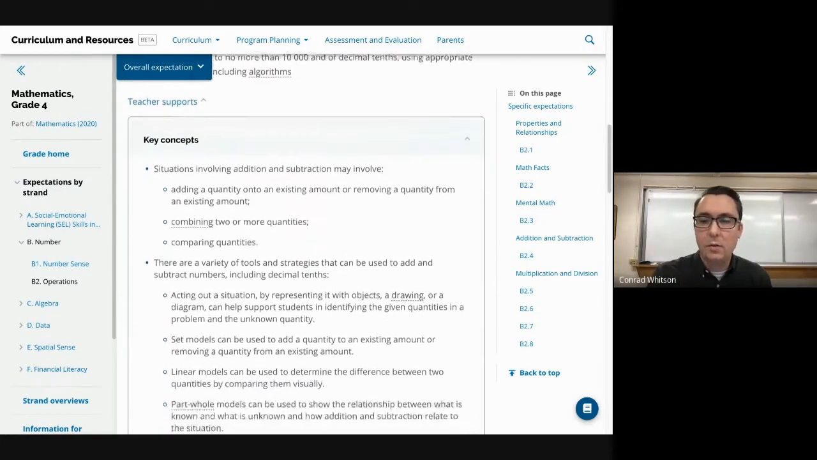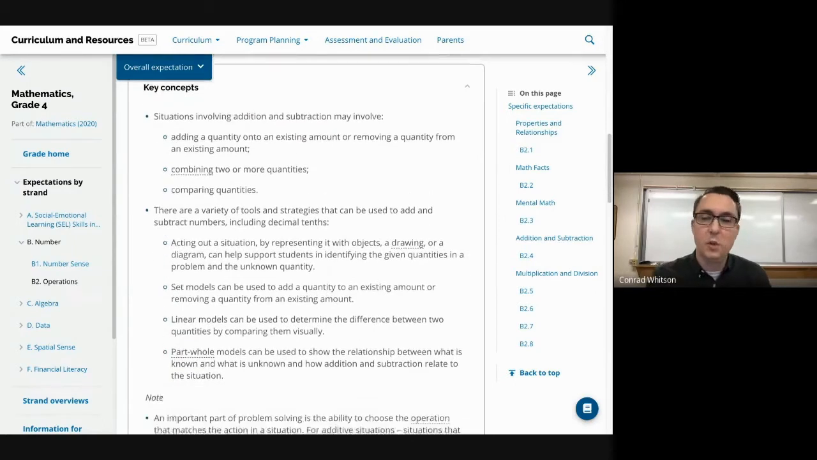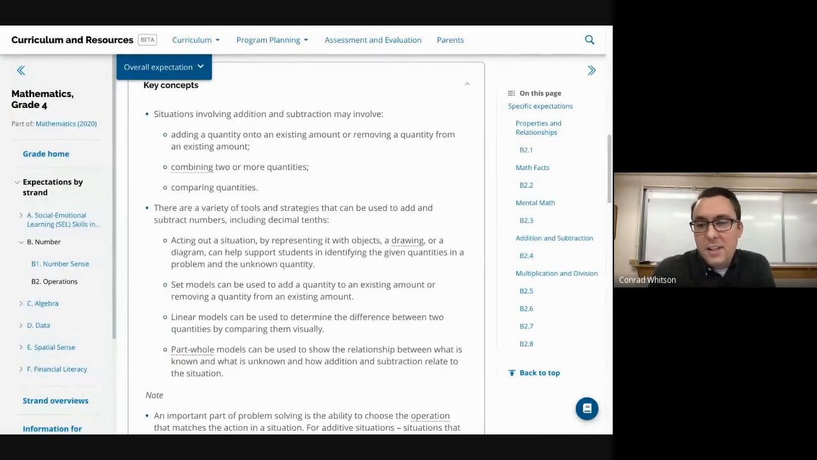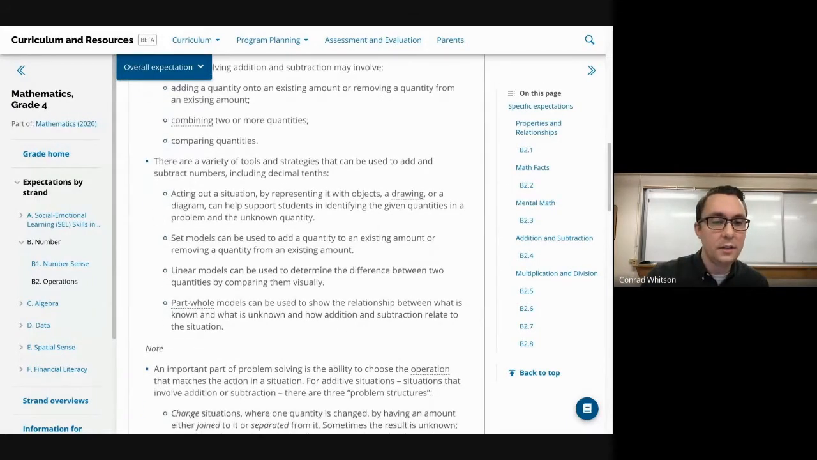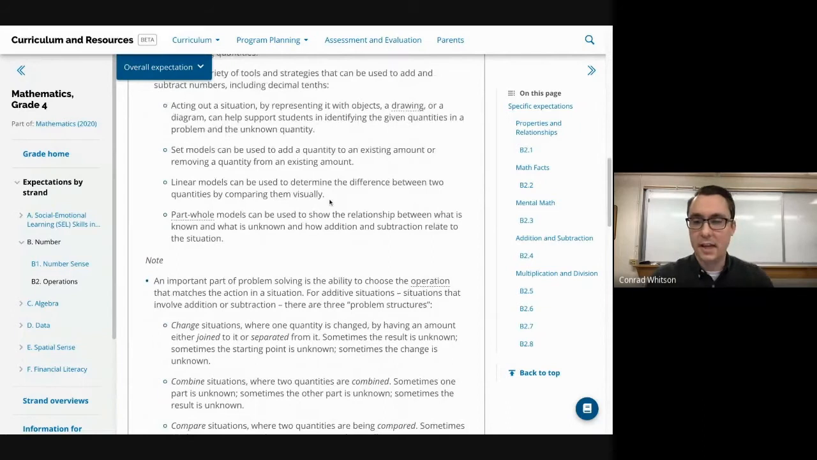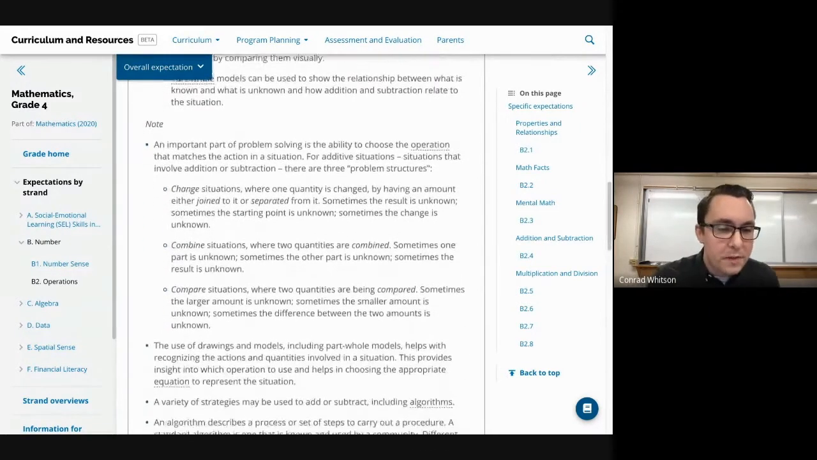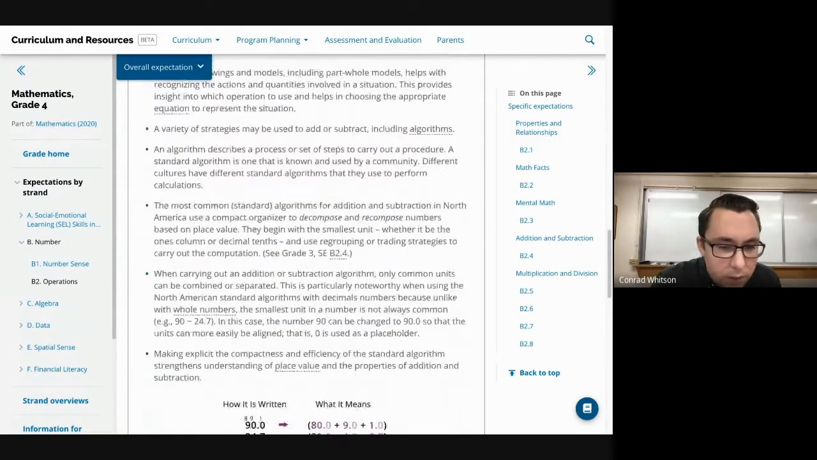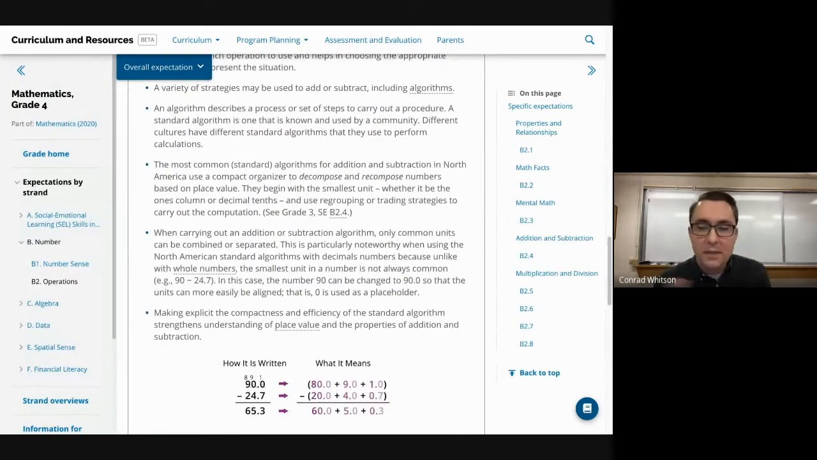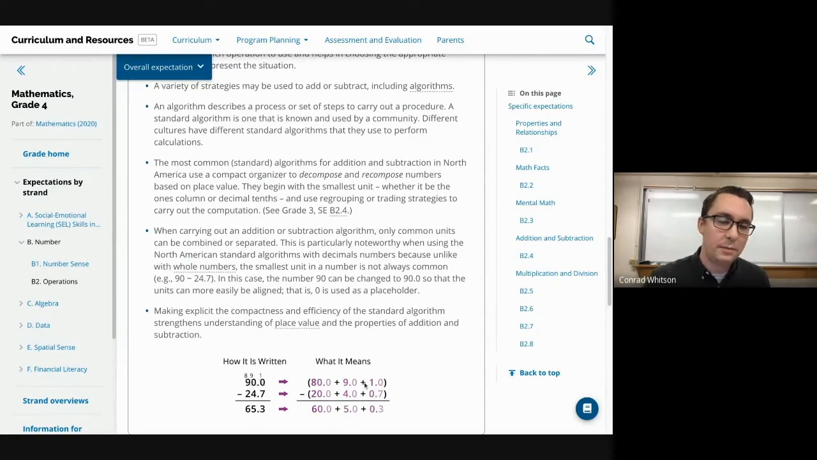it speaks to a brief explanation of different types of situations that you might run into that might involve addition and subtraction, as well as some suggested tools and strategies that we'll be getting into later in this session that students might use. And then at the bottom of this section, there's also a brief breakdown of the concept of algorithms, as well as some information about our most common standard algorithm that we use in North America to add and subtract, and a little bit of a visual around digging into what it means as well.